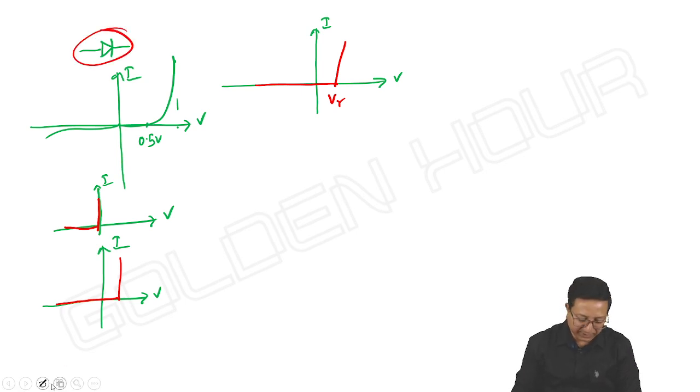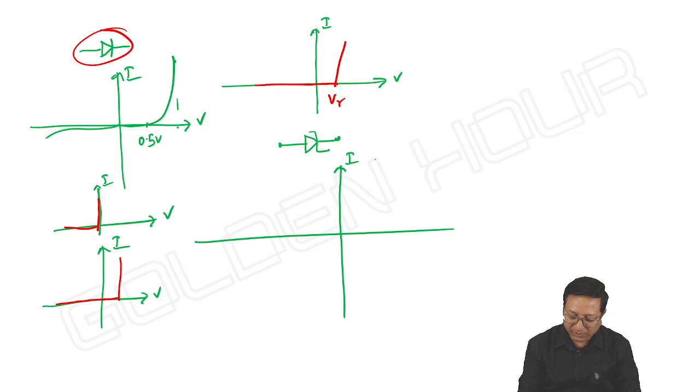Now, if I take a Zener diode, what is the symbol of a Zener diode? Zener symbol. Again, how does it behave? What are its characteristics? If you take the characteristics of a Zener diode, in forward bias, the characteristics are the same as that of an ordinary diode, an exponentially rising function. Whereas in reverse bias, before breakdown, almost negligible current, zero current.